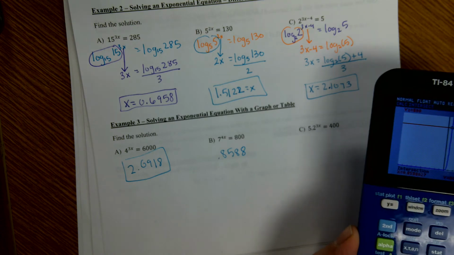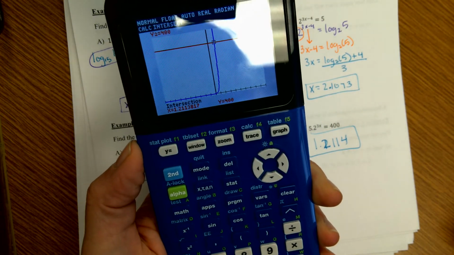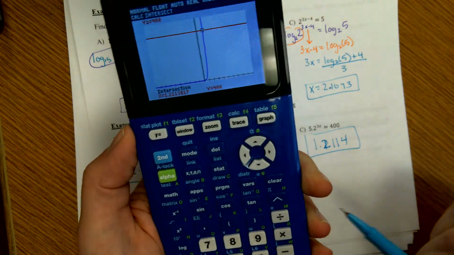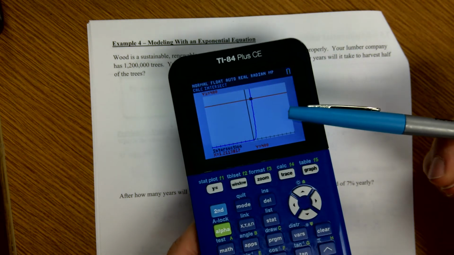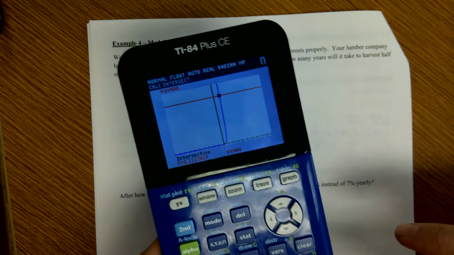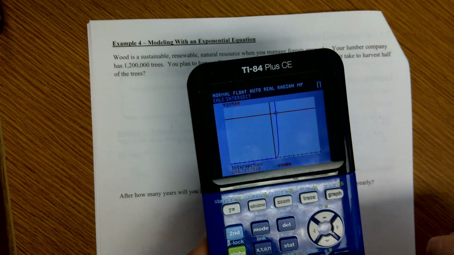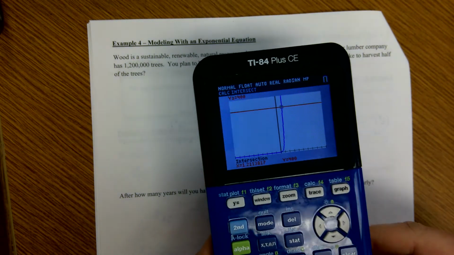Try to do the next one by yourself. You should have got 1.211 and then rounded to 4 right there. So one thing, when you're doing it on your calculator, this is a great way to check your work, to check to see if you're getting the same answer. However, I do want to see it mathematically. So if you don't have any work shown for problems where I'm asking to solve, then you're not going to get any points from me.